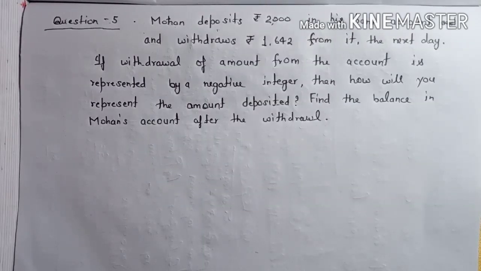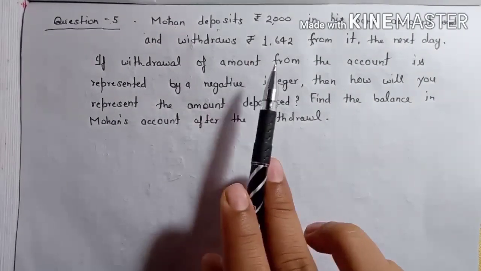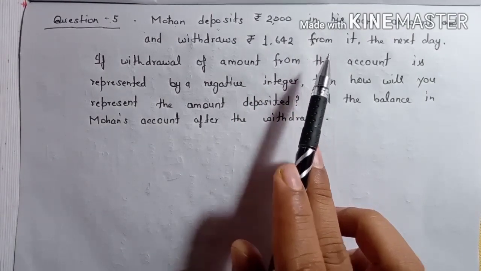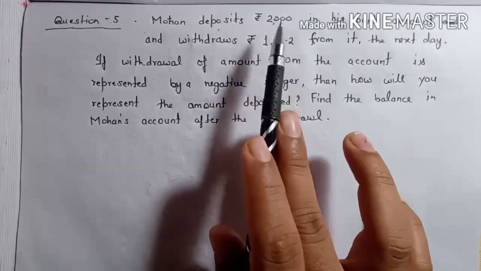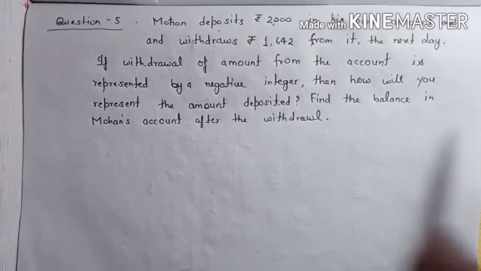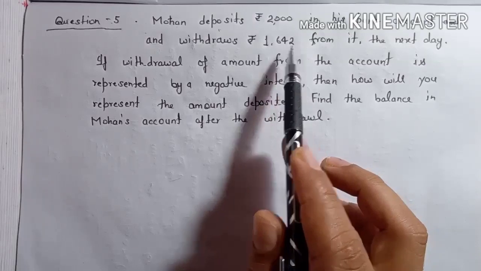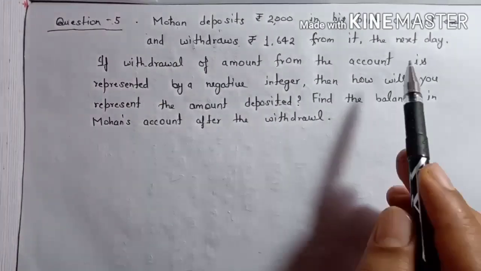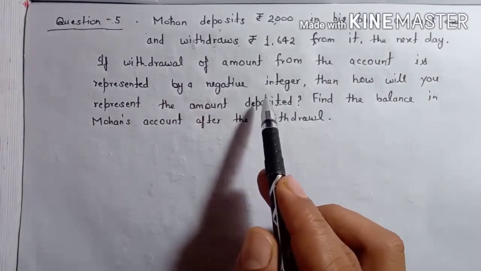Now we have our next question, which is question number 5. Mohan deposits rupees 2000 in his bank account and withdraws rupees 1642 from it. Means he went to the bank and deposited his money, which is 2000 rupees, and next day he withdraws rupees 1642. Here withdraw means getting money out from the bank. And if withdrawal of amount from the account is represented by a negative integer.